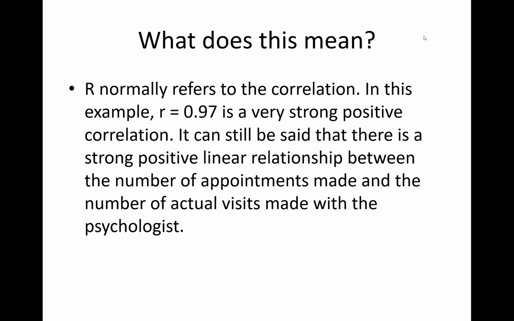So what does it mean? We wound up with a correlation, and normally this is referred to as R, of 0.97. If it was a perfect correlation, it would be 1.0. So this is a very strong positive correlation. And if you think about it, it makes sense. There's a strong linear relationship, and if we chart it, it would look like one of those charts that shows a strong relationship between the number of appointments made, number of calls, if you will, and the number of actual visits.